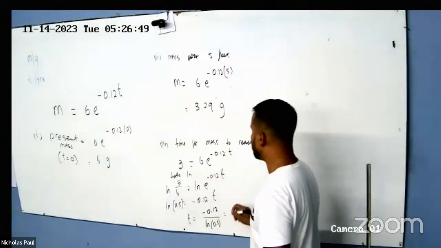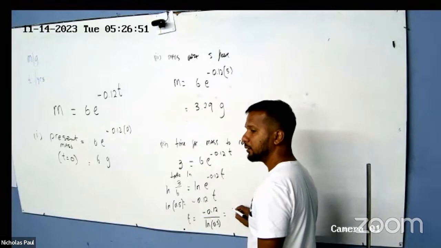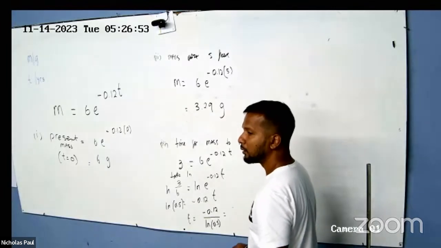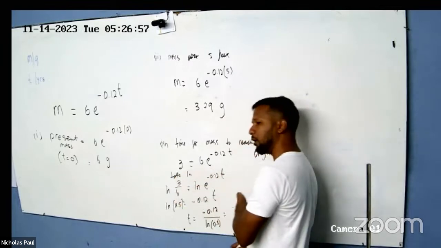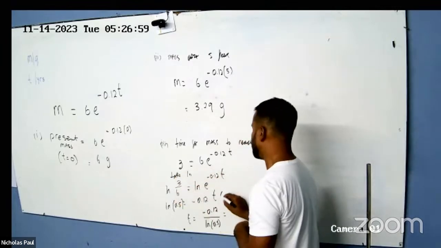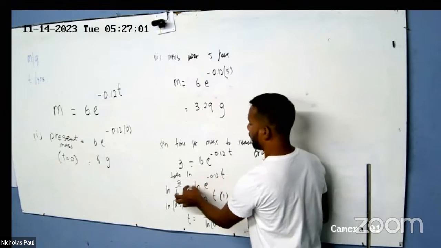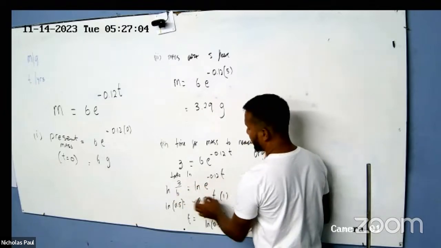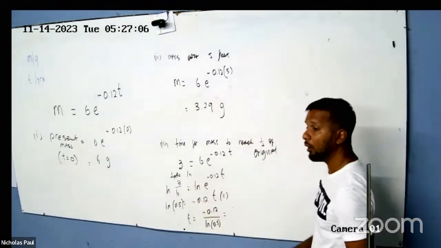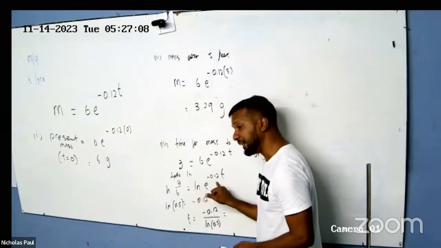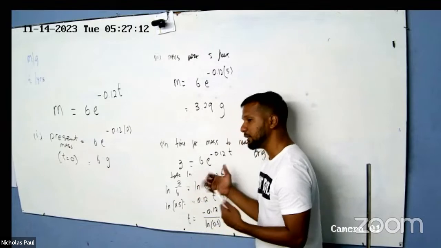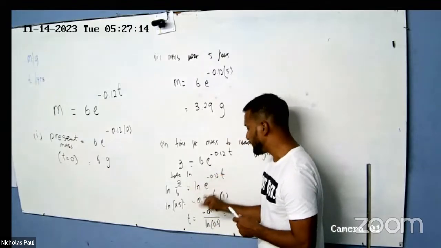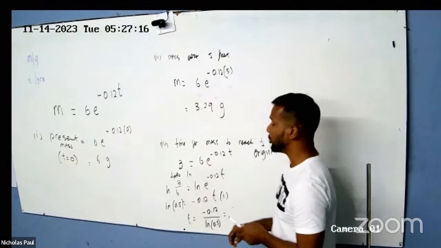Anybody get the value? Yeah, you can bring the power down in front using the power rule, and then ln e is 1, right? That's what I did. Or you can see that ln e to anything is just that thing. So ln e of 5 is 5, ln e of 3 is 3, so ln e of this is this. That's technically what I did.